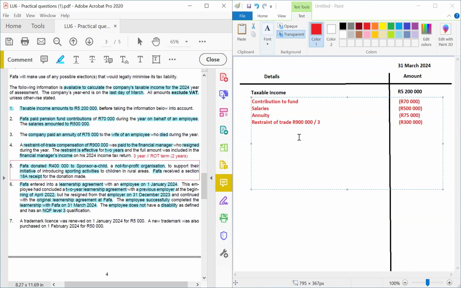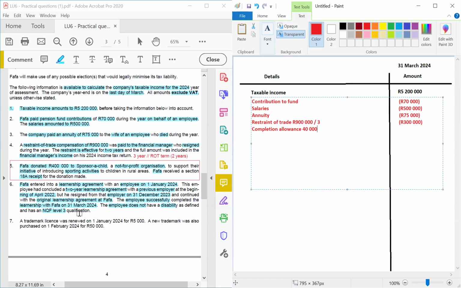So there are 2 things that we need to look at. We need to look at the completed learnership. So for the completed one, we will have what we call a completion allowance. So what is a completion allowance? A completion allowance is an allowance that you get upon completing your course. So it is 40,000. Then you multiply with what? With the years that it took the employee, right?